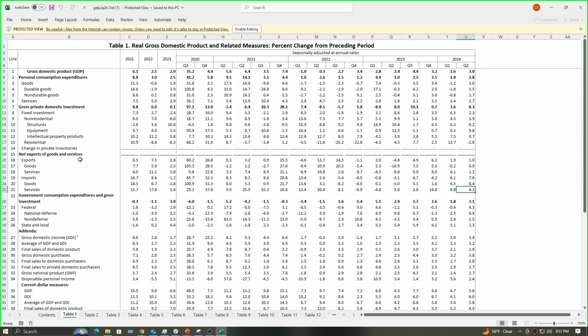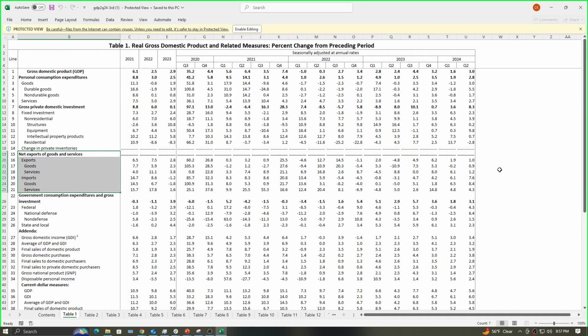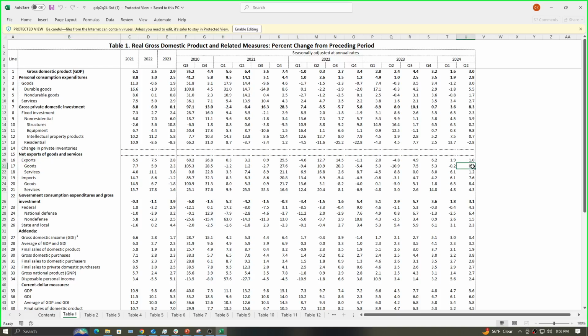So remember how I told you how America exports, right? We don't export that much, but Donald Trump want us to export more. So let's just take a look at that net export. So remember how we talked about net export, how it works if a country exports more than it imports. So look at what America did the last quarter and then quarter two. 1%, right? Export, 1%, right here. All right, goods, 0.9. We exported 0.9%.